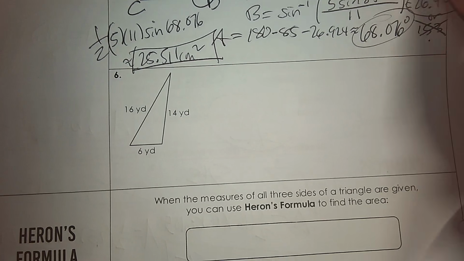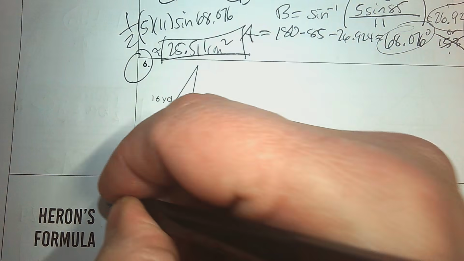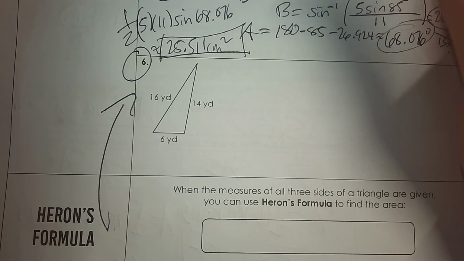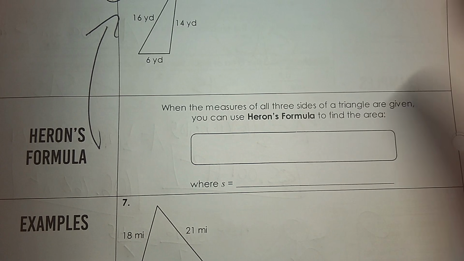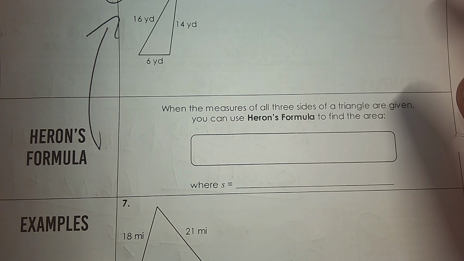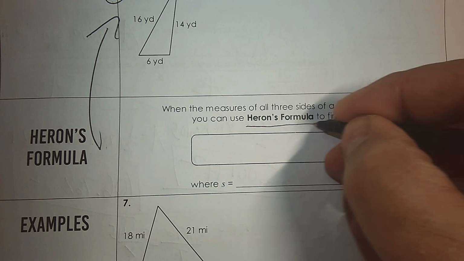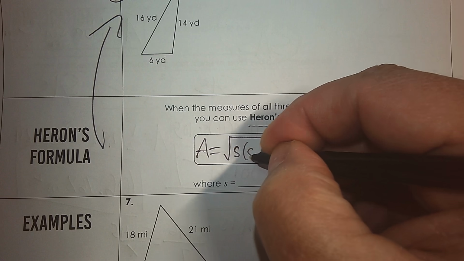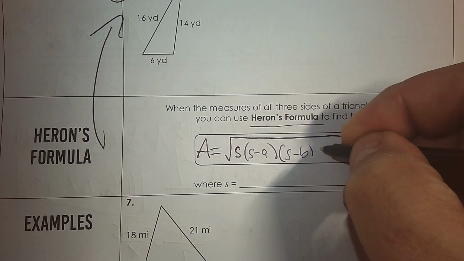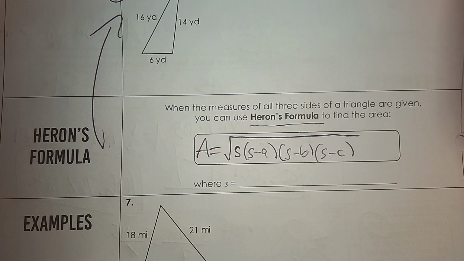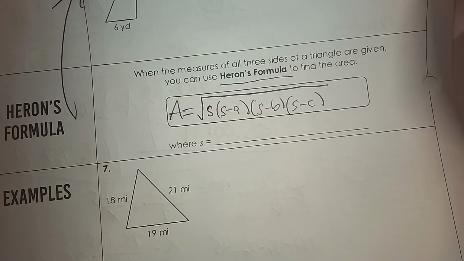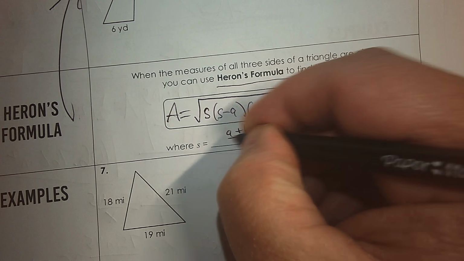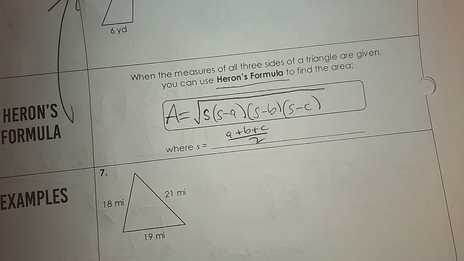Number 6. Number 6 we're going to skip and go back to because it's a side-side-side triangle, and some great Greek mathematician gets credited for a formula. How do you find the area of a triangle when you know all three sides? So here it is. Big square root. S take away A, S take away B, S take away C, where S is when you add all three sides and divide by 2. We're going to practice that. That is called Heron's formula.